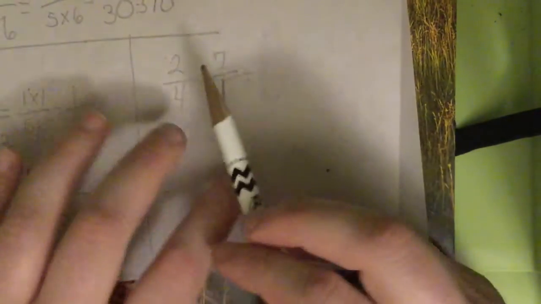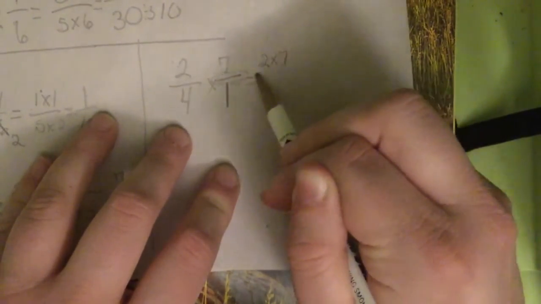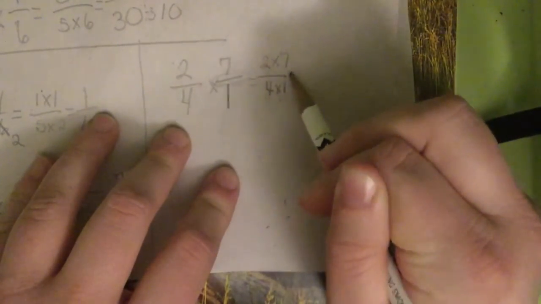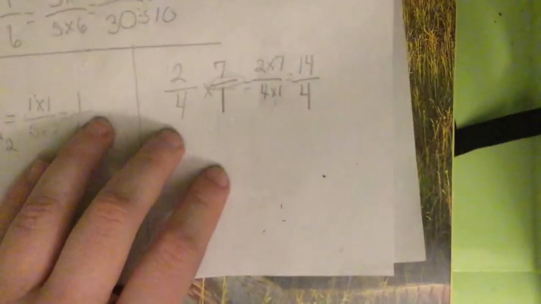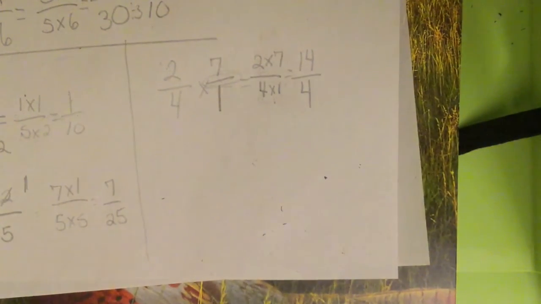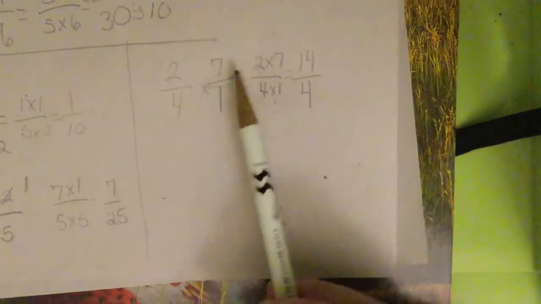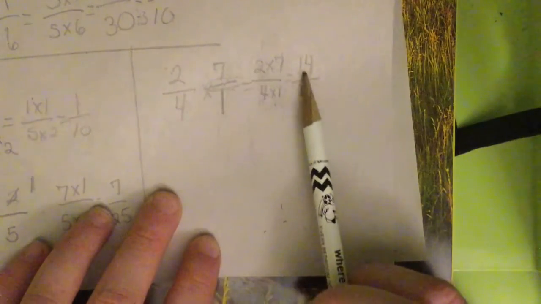Okay, so let's multiply. 2 times 7 over 4 times 1 equals 14/4. Now, what is it called when our numerator is bigger than our denominator? An improper fraction. Very good. Now, this is how it's supposed to happen because we just took a whole number and put it over a 1. So you're going to have whole numbers in here.